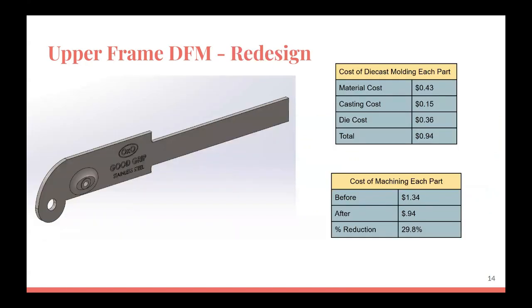After the redesign, reducing material, removing sharp edges, and removing inner depressions as our design guidelines, we found that the material cost greatly decreased to 43 cents, and then with a casting cost of 15 cents and a die cost of 36 cents, the total price was 94 cents, which was about a 29.8% reduction.